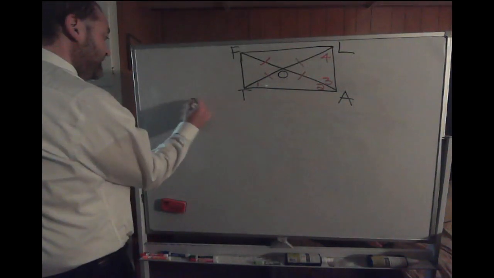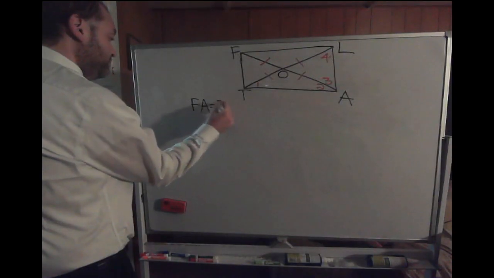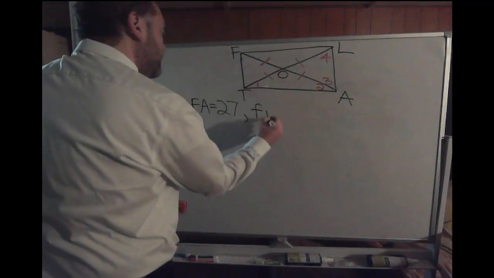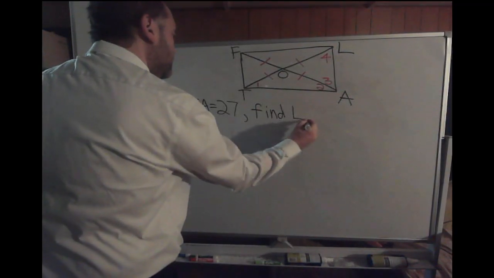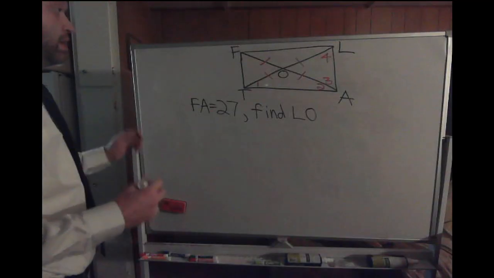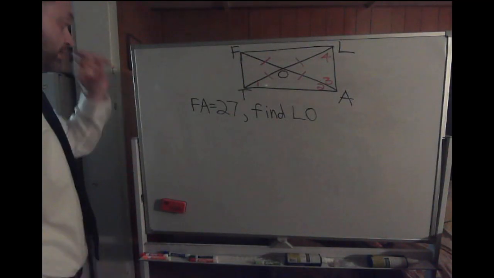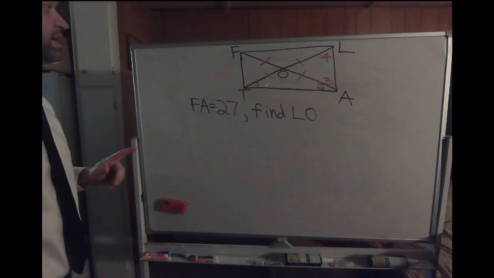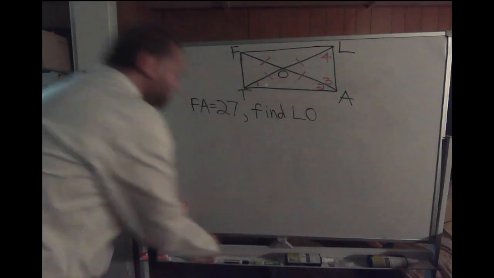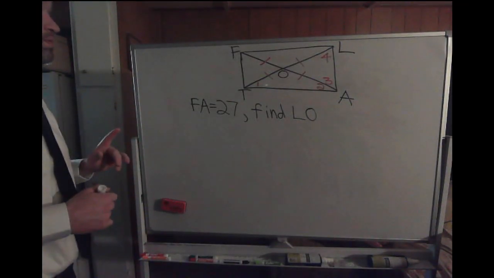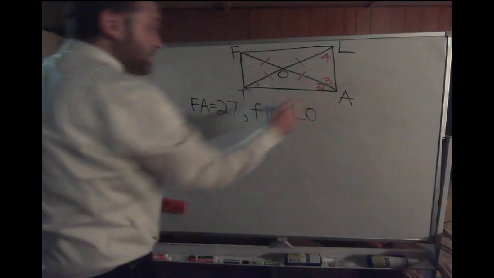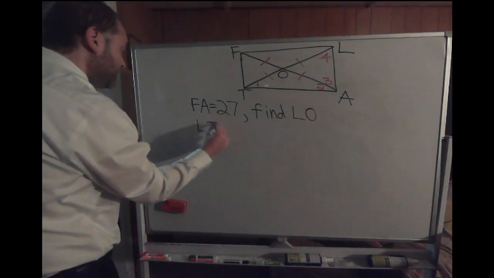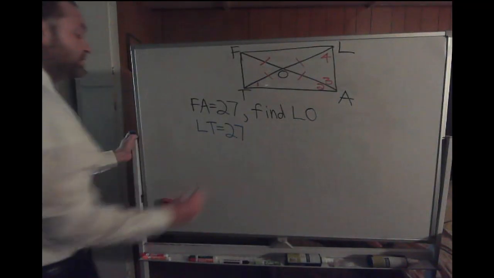So they give us that FA equals 27, right? FA equals 27. Find LO. Well, this is finding the length of parts of a diagonal. Still not too bad. What do we know about the diagonals of a rectangle? They're congruent to each other, right? If FA is 27, that means LT is also 27. So let's use the fact that LT equals 27.